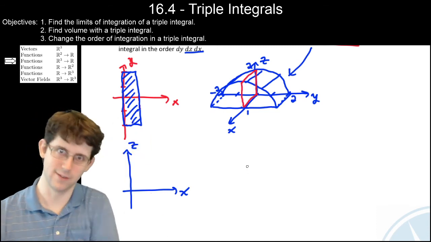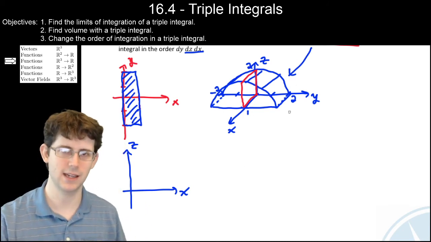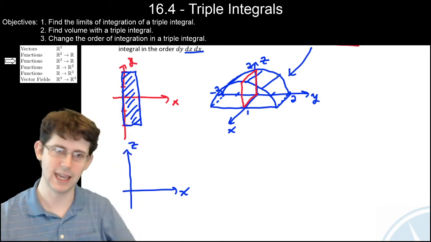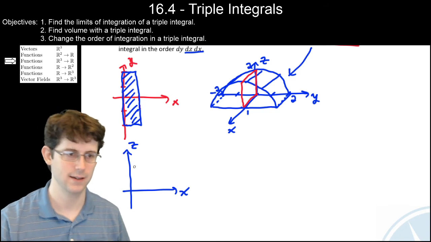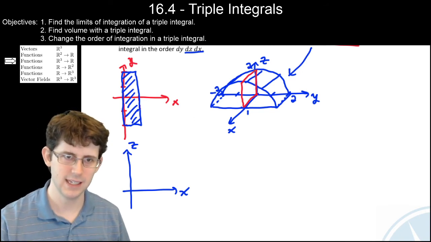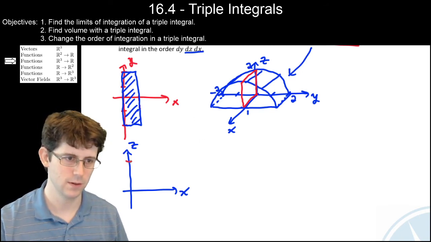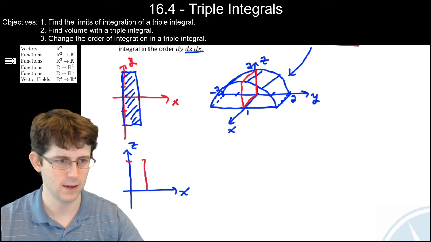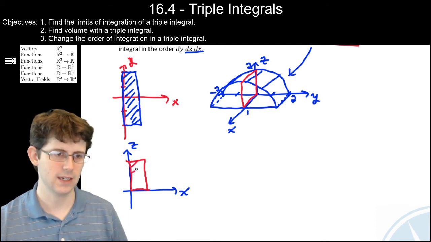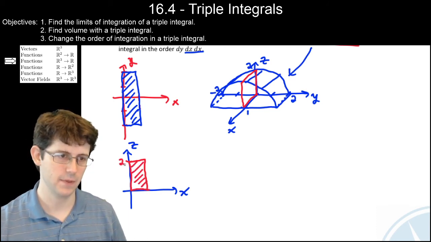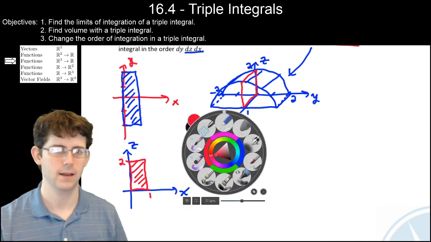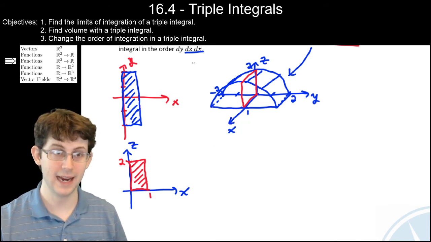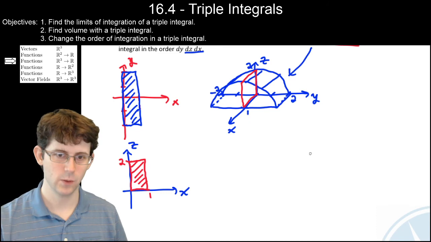Like if you sliced through this like it was a cake or something. I guess I'm hungry. Slice through it like a cake, you'd get a rectangular slice. The z goes up to 2, and the x only goes out to 1. So this is what's going on in the xz plane. That means that the bounds for x and z will be x goes from 0 to 1.